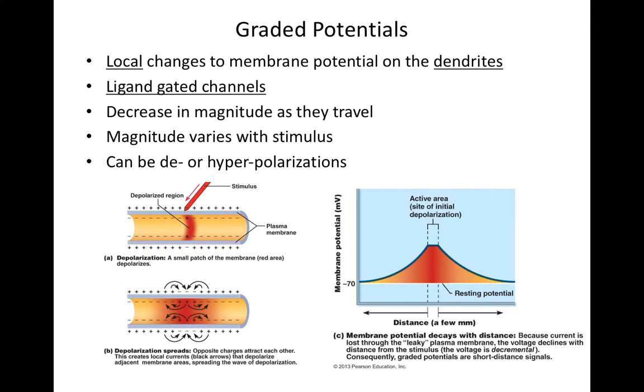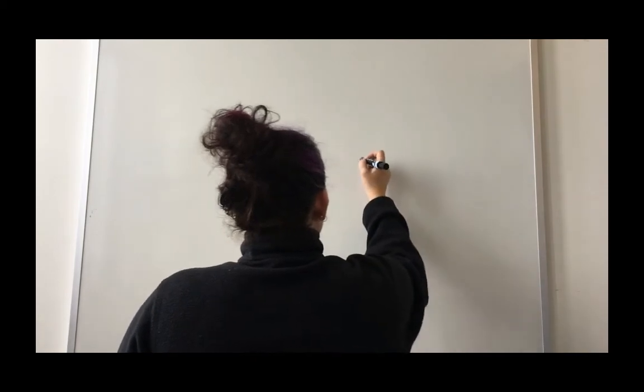So we're going to take a second here and we are going to draw out what we've talked about so far before we move into action potentials. Okay, so we're going to draw out a neuron and kind of put together this stuff that we've talked about so far.